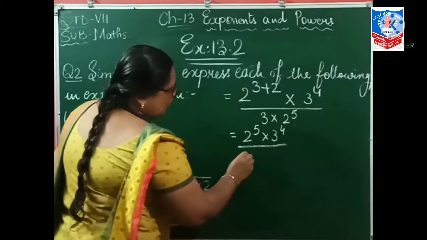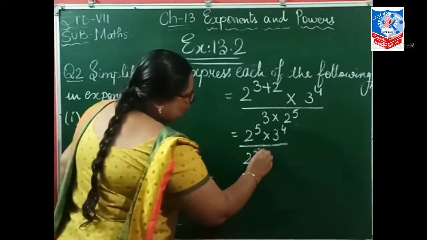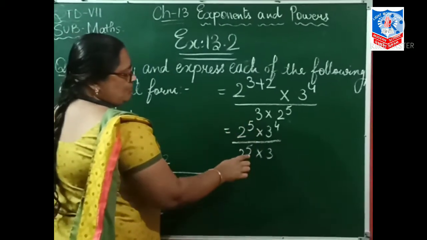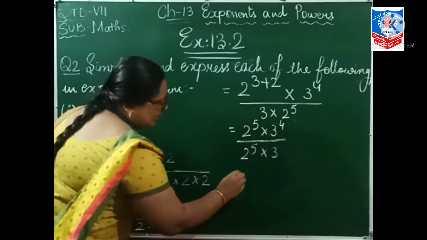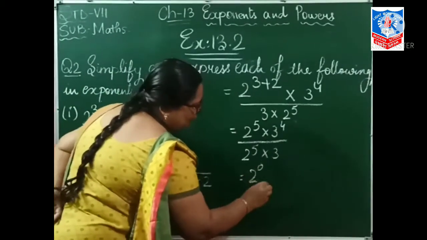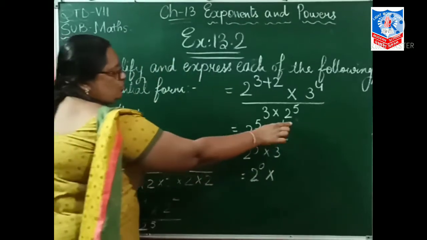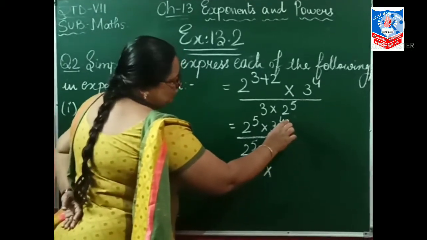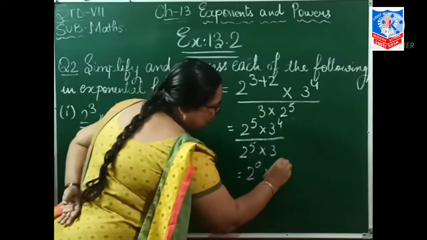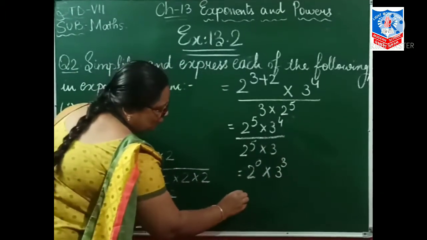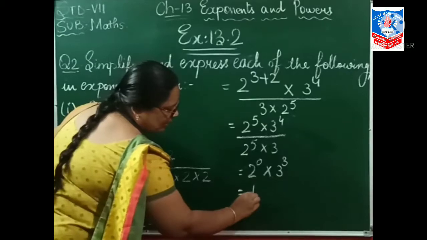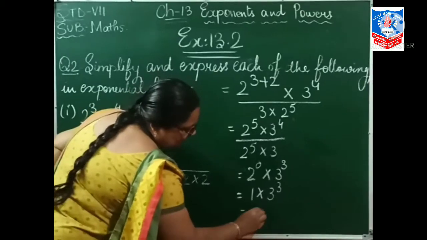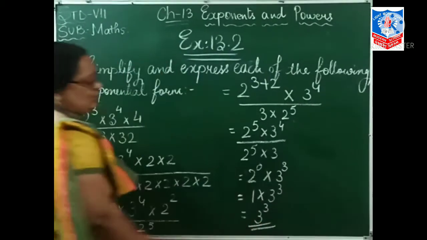Divided by 2 raised to the power 5, here let us write into 3. Now 2, 5. This is divide. 2 raised to the power 5 minus 2 raised to the power 5 is 2 raised to the power 0 into 3 raised to the power 4. And here nothing is there, so we will take 1. So 3 raised to the power 4 minus 1 is 3 raised to the power 3, equal to 2 raised to the power 0, which is 1, into 3 raised to the power 3, is equal to 3 raised to the power 3. This is your answer.